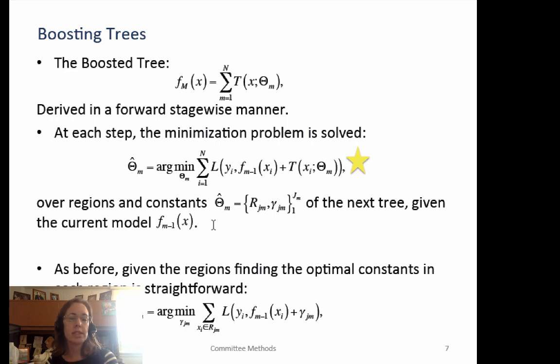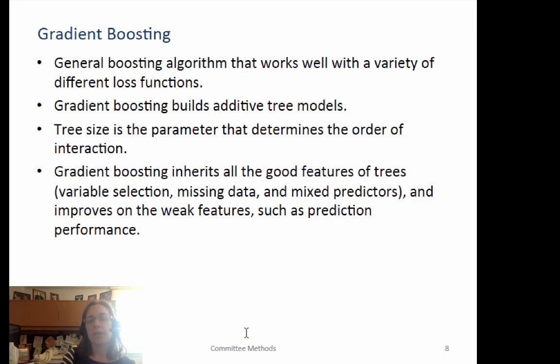Okay, so we're going to be thinking about it in a similar way. Given the regions, finding the optimal constants in the region is very straightforward. So here I've got my theta hat, and I'm looking for the minimum of this loss function as before, but now I'm writing this more concretely. This is the prediction coming out of this particular piece of this particular tree, so it's the value assigned there. So we want to minimize this loss function. Okay, so now let's talk about how to do that.